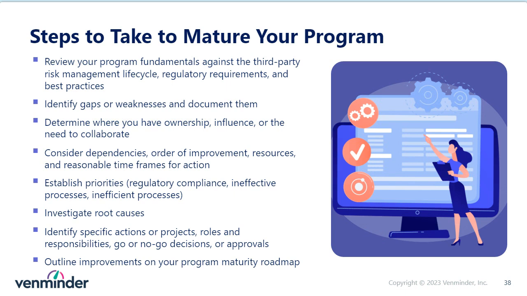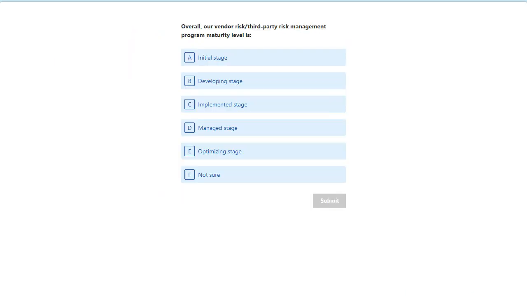Now, with that, we have our last poll of the day. Jessie? Our next poll question is, overall, our vendor risk and third-party risk management program maturity level is in the initial stage, in the developing stage, in the implemented stage, in the managed stage, optimizing stage, or not sure.